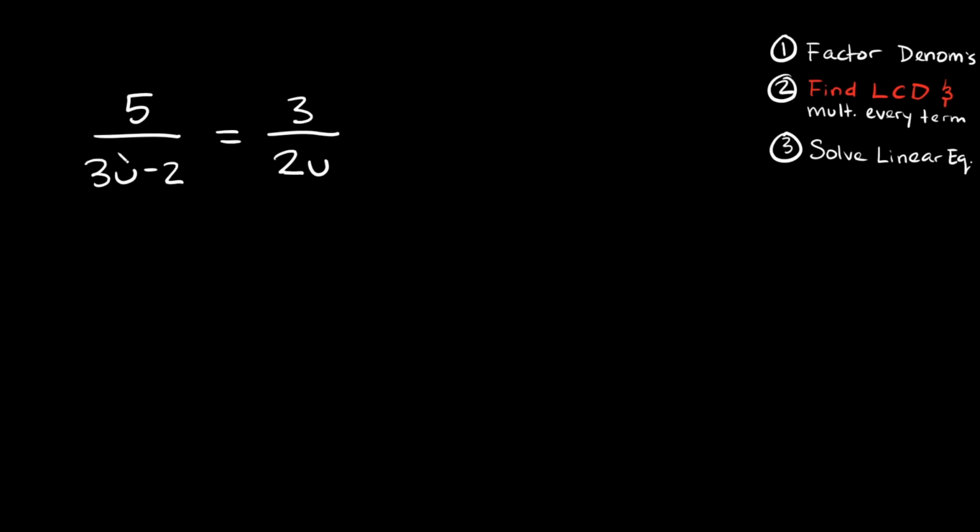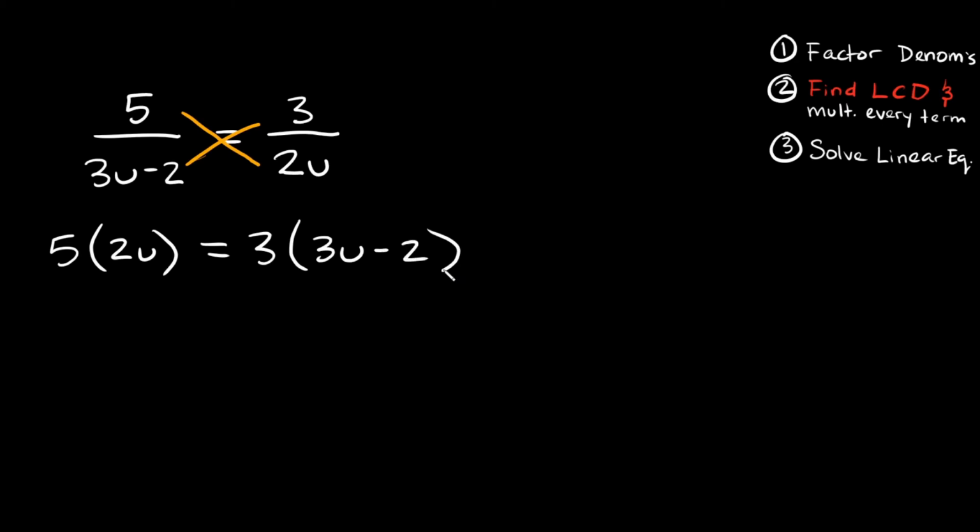Okay, so here we have 5 over 3u minus 2 is equal to 3 over 2u, right? Now, whenever you basically just have two fractions equal to each other, one way that you can always solve these is by cross multiplying, right? So that's what we're going to do here. So first of all, let's multiply these two together. So 5 times 2u, and then you just set that equal to your other cross. So 3 times 3u minus 2.